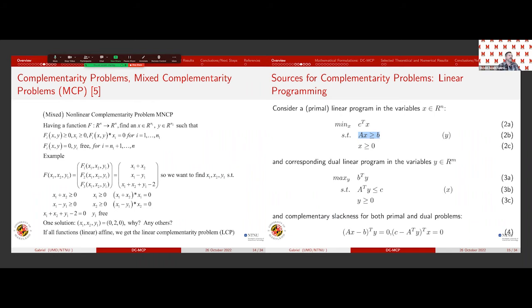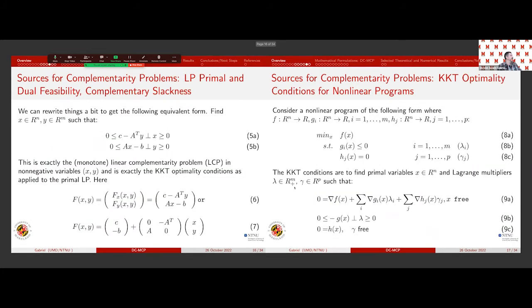But since AX minus B is non-negative and Y is non-negative, you can write it as the inner product, which is the same as the element-wise complementarity. And that was primal complementary slackness. This is dual complementary slackness. So in fact, that's one example.